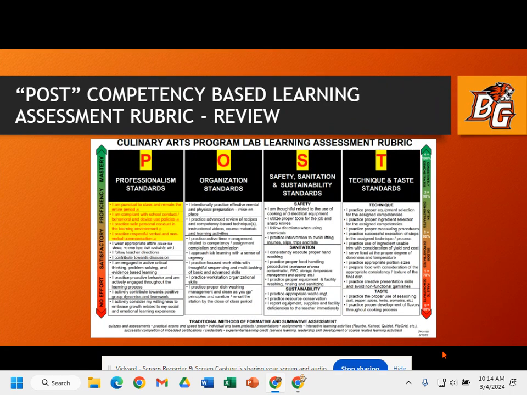Now, let's jump on into the SLAT. So the underpinning of the SLAT is the post-assessment. We've talked about this already. We understand that it represents professionalism, organization, safety, sanitation, and sustainability, technique, and taste as it relates to learning standards. So the post-assessment process is on a 1 to 4 point scale, as it's outlined in the rubric in Google Classroom.